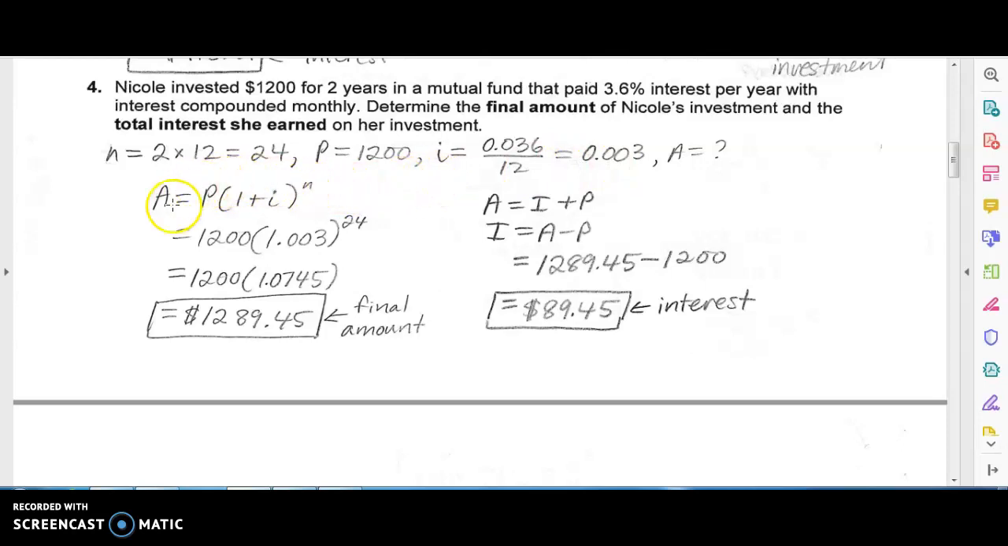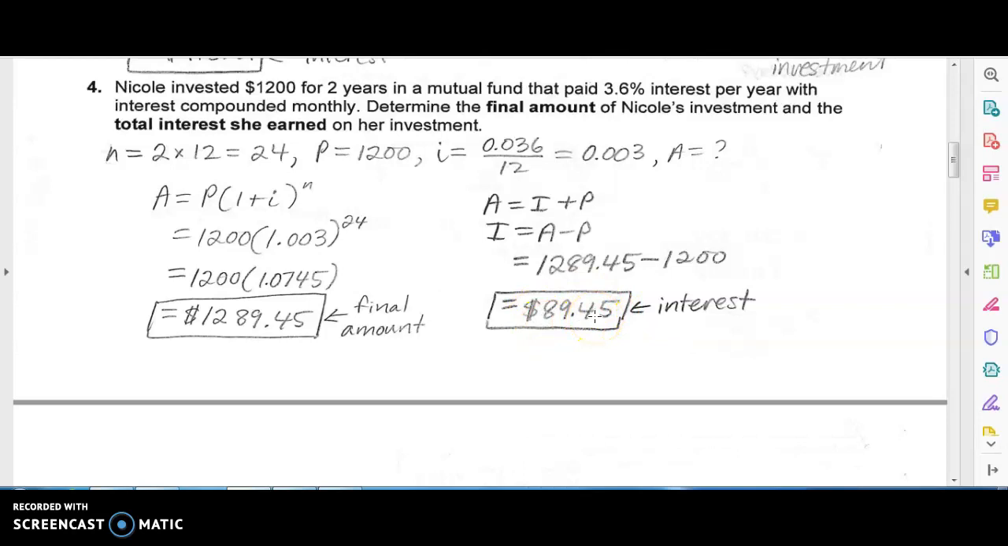So plug those numbers in over here on the left, and you can see we get a final amount or final value of her investment is $1,289.45. Okay. The second part here of the question is we need to figure out the total interest she has earned. Okay, so to solve for the total interest she has earned, if you think about it logically, her investment is worth $1,289.45, and she started with $1,200. So basically, how much more money does she have now? Well, $1,289.45 minus $1,200 tells us she has earned $89.45 in interest.